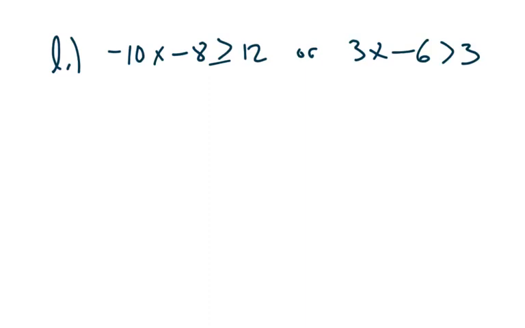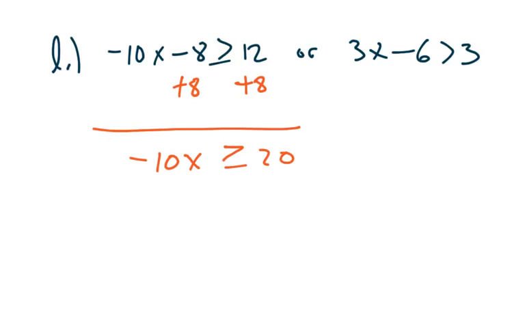Okay? Pause the video and give it a go here and see if you can solve this one. So I'm going to assume that you've given it a go. Hopefully this feels like it's more of the same. I'm going to add 8 to both sides. Get -10x is greater than 20. Divide by -10. Flip the inequality. x is less than -2.